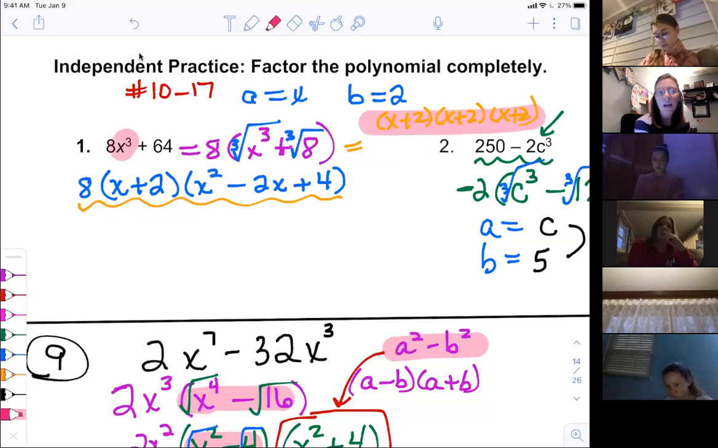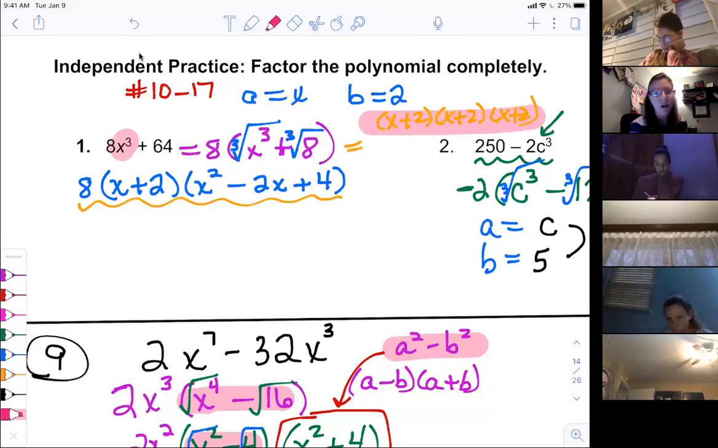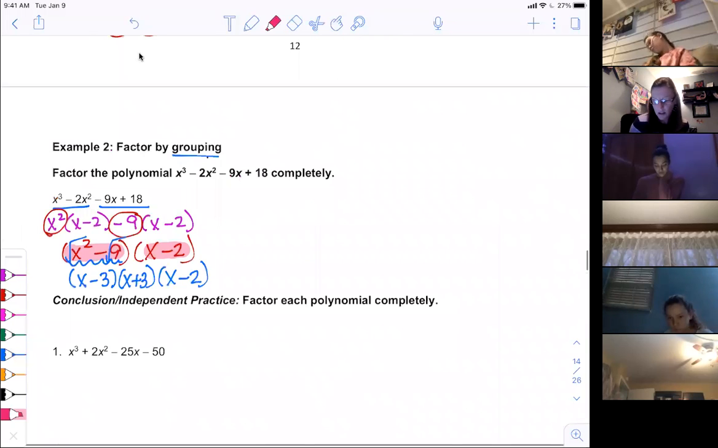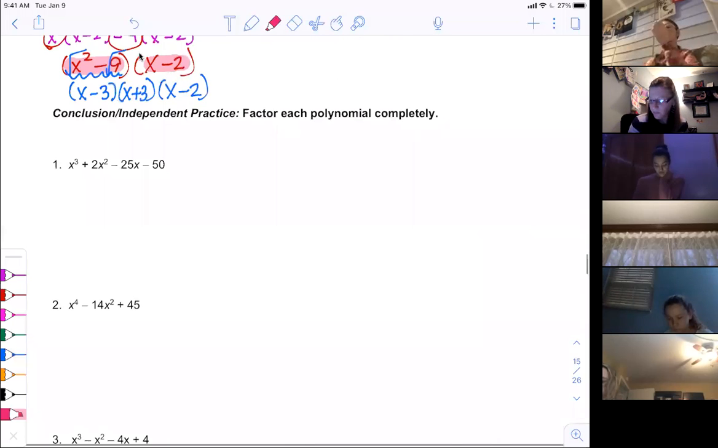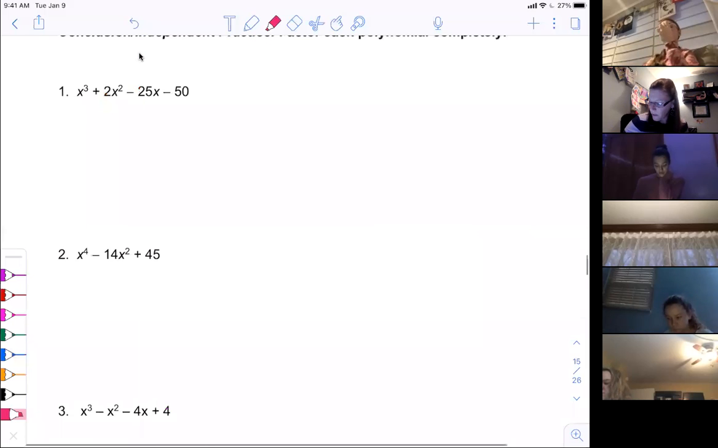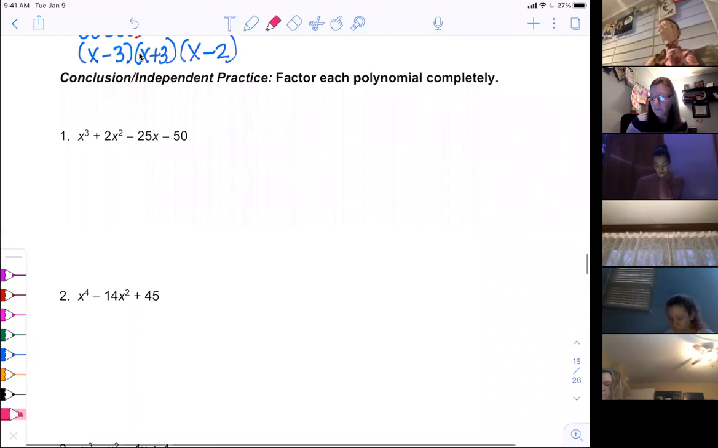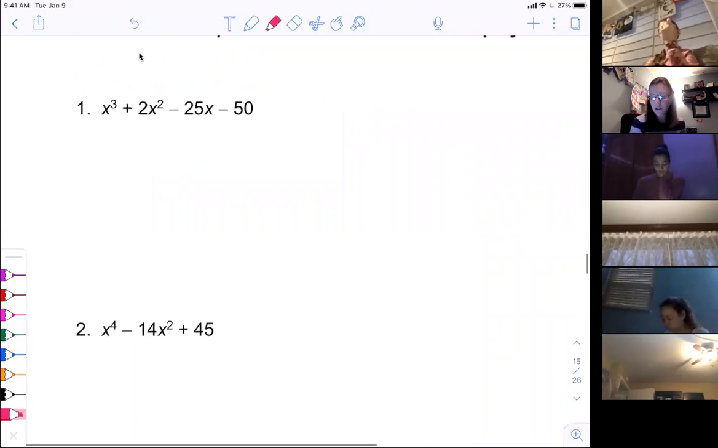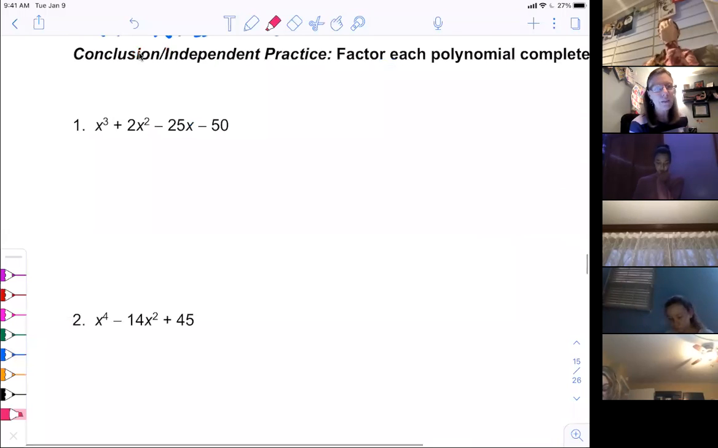Does anybody have questions? So a lot of you need to go back and look at 10 through 17, especially if I left you comments. Make sure you're factoring them with the perfect cube pattern. All right, so we're going to continue to do more factoring, as I said, just lots of factoring practice today. So I'm going to the bottom of page 13. It just says conclusion independent practice, but we're just going to work through these to get some problems done, and then we're going to continue doing some more factoring.